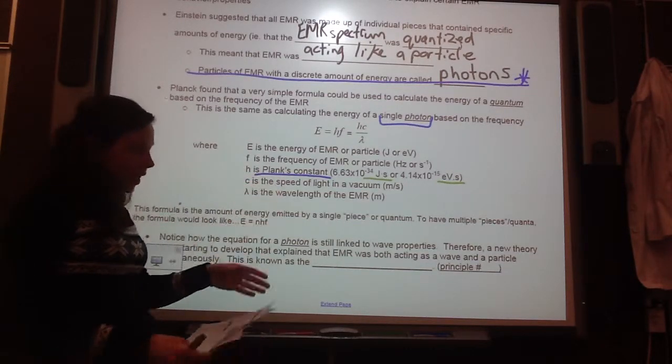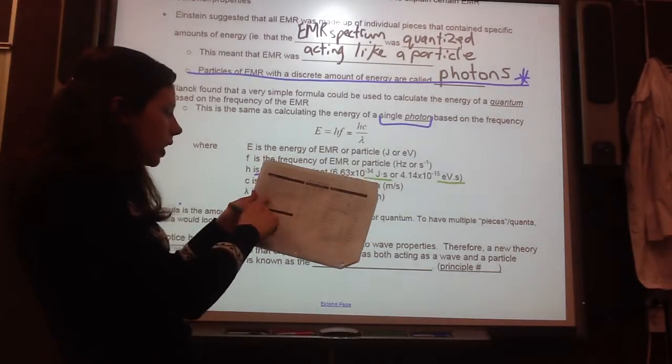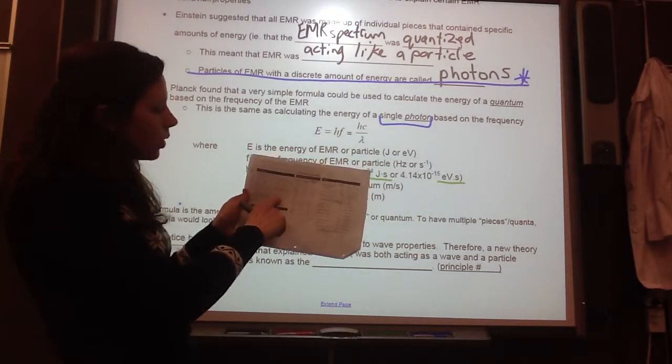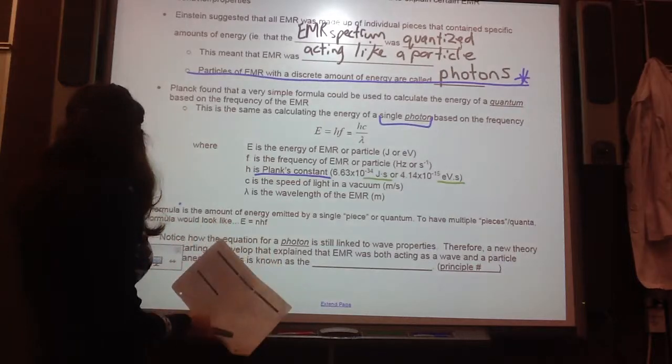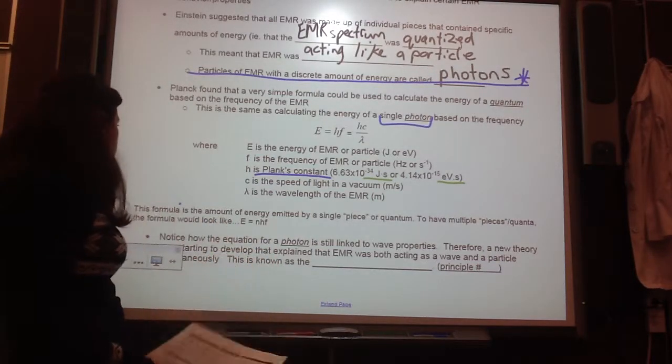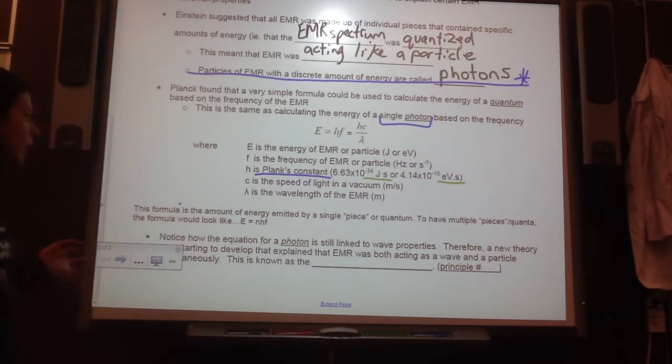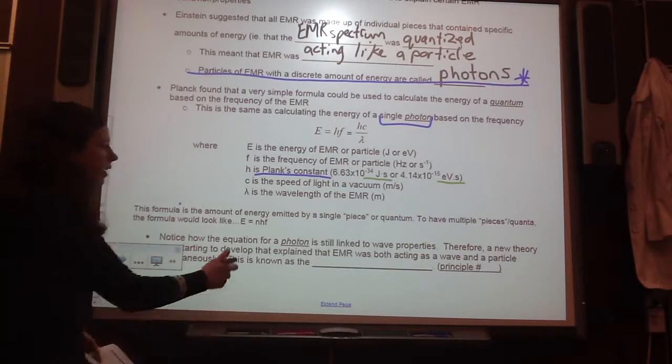c is the speed of light. So remember, look here where it says speed of light in a vacuum. c is equal to 3 times 10 to the 8. And lambda is your wavelength. This formula is the amount of energy emitted by a single piece or a quantum. To have multiple pieces or quanta, the formula would look like this.